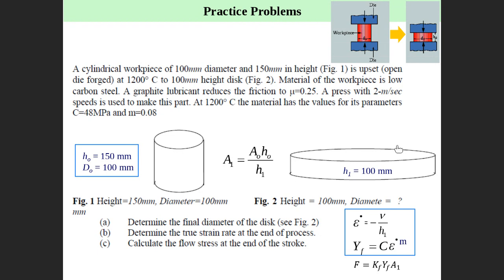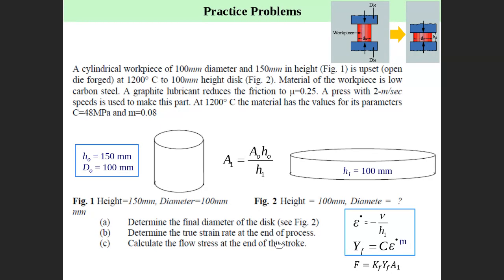Determine what is the final diameter. What is the final diameter, D1? This can be obtained from constant volume. You can calculate the volume, A0 H0 is the volume here. And then you have H1, then A1 H1 equals A0 H0. Then you can obtain A1 and then you get the diameter D1. This is the first question.